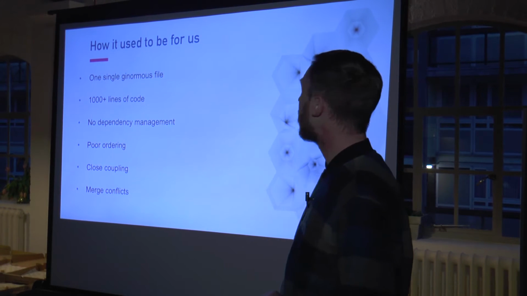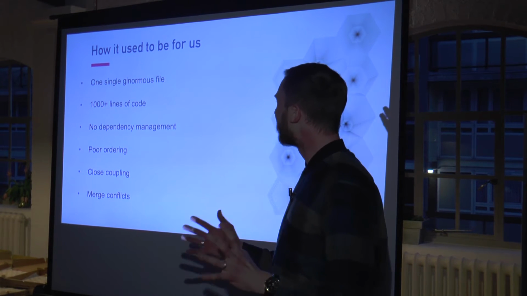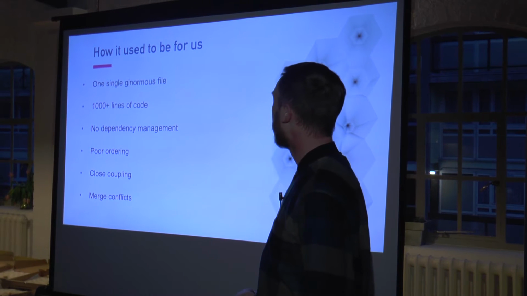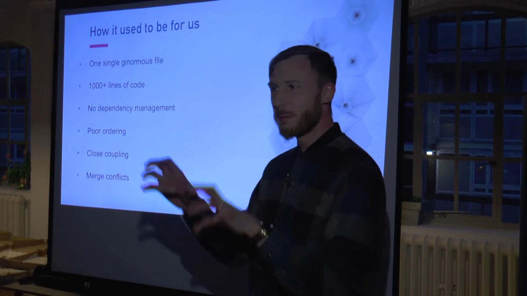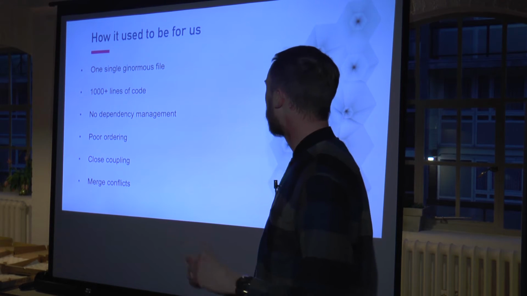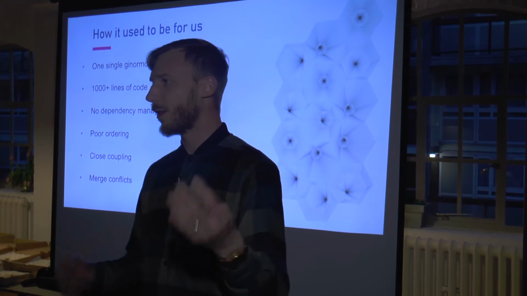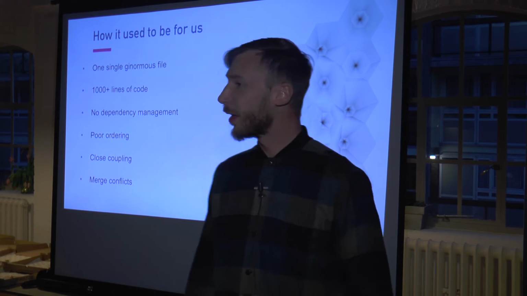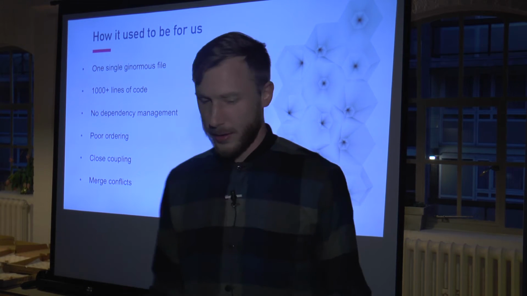So this is how it used to be for us. When I started at Zone, it was very much like this. We had one awful, horrendous, single, ginormous file of thousands of lines of code in it, and no dependency management, poor ordering. If you could be asked, you might move some functions around to group them with their buddies, but generally no one could be asked or didn't have the time. You had really weird close coupling, and you had loads of merge conflicts, because obviously if you have lots of big files with lots of lines of code, Git or whatever you use, so version control, is going to have a nightmare actually making sense of all that if you have lots of devs working on the same file.